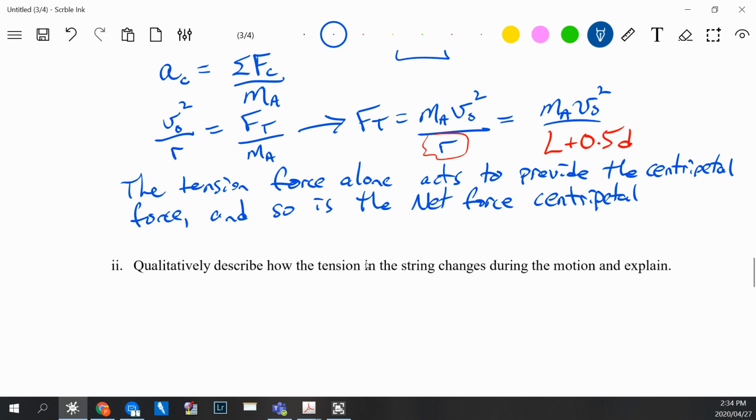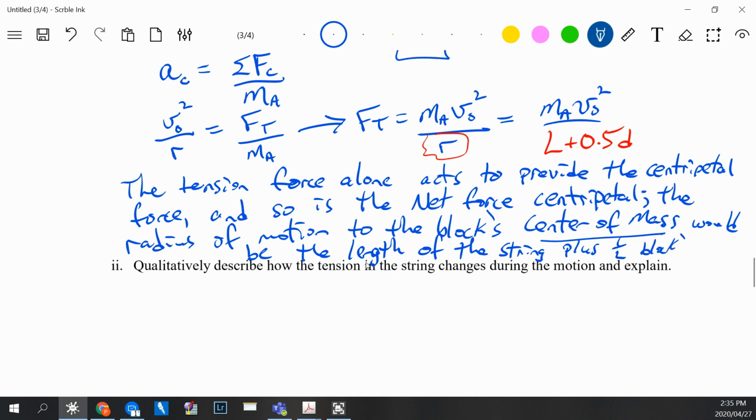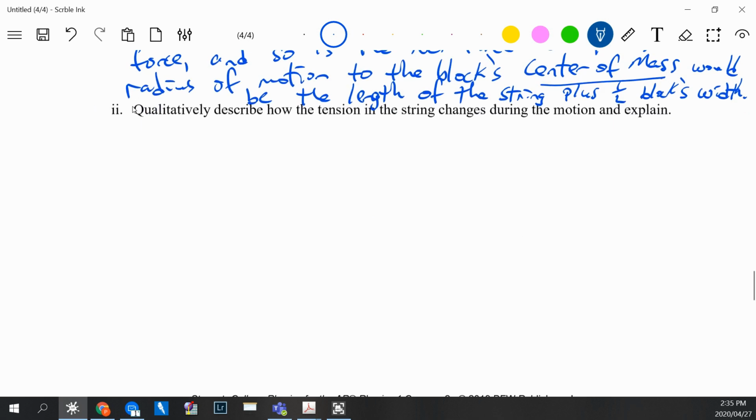Let's also just justify my choice for this L plus 0.5d. So let's clarify that. The radius of motion to the block's center of mass. Okay, so just stressing that center of mass would be the length of the string plus 1/2 the block's width. And I think that should do. They've only asked me to justify its choice and the variables used, so I think that probably will do the trick. Moving on to the last question here, the last part of the question, it says qualitatively.